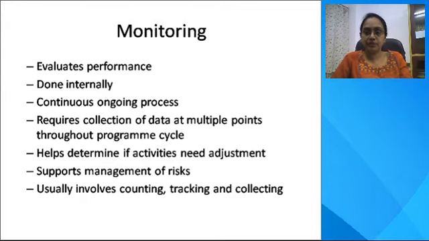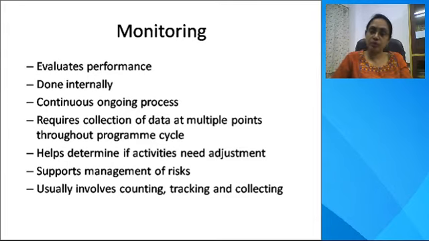The improved plan is implemented. So it is done internally, most often by the people who are managing the particular project. It is a continuous and ongoing process. It continues along with the implementation of the program. It's not a one-time affair. It requires collection of data at multiple points throughout the program cycle. So throughout the program cycle, there are decided phases, decided in the beginning of the campaign itself, as to what are going to be those instances when I'm going to collect my data.